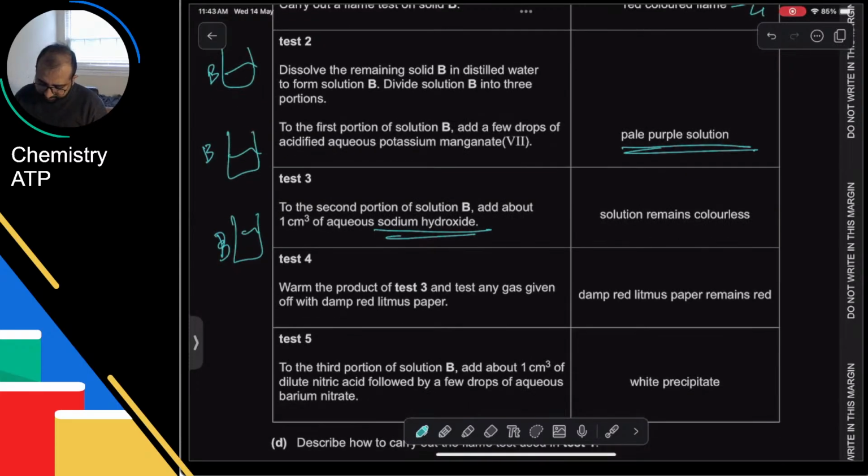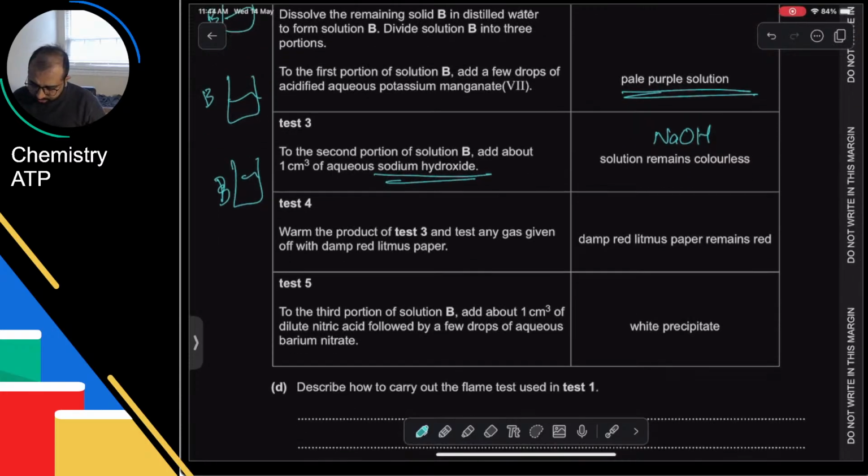Warm the product of test 3. So this one that you have in test 3, what do you have? You have sodium hydroxide, remember, and you have that solution, whatever it was. Test any given gas off with damp red litmus paper. It remains red. That means no ammonia. If it is giving a gas, that gas is acidic, but that's it. We don't know if the gas is given or not. So you've added sodium hydroxide, heated it, and you still didn't get the red litmus turning blue. That means it's not ammonia. So there's no ammonium ion in there.